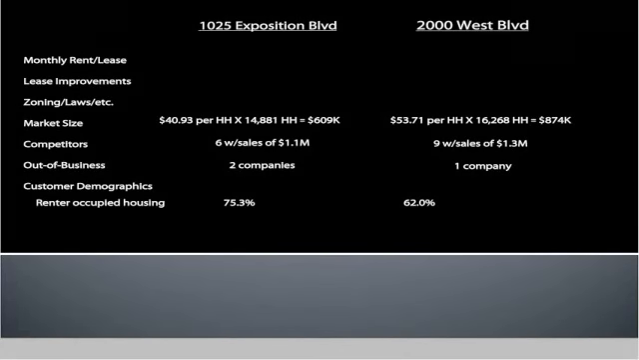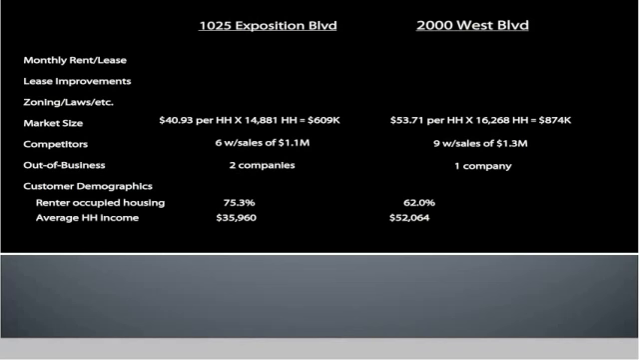We will add renter-occupied housing to the customer demographics category, with 75.3% for Exposition and 62% for West Boulevard. Next, we will add the average household income. Again, it is worth mentioning here that you may select different demographic indicators depending upon your type of business. So let's take a look at what we have now.